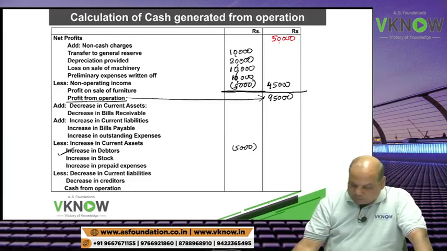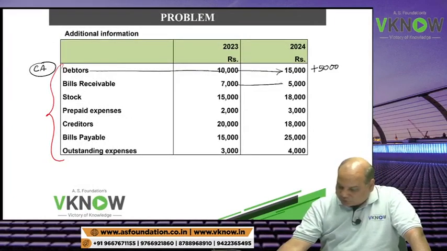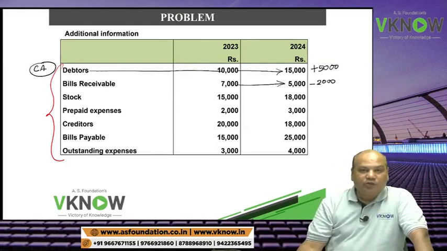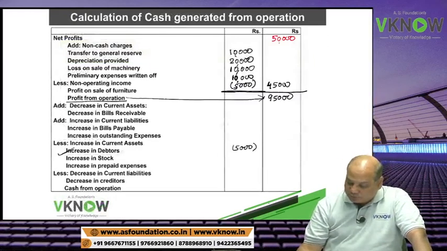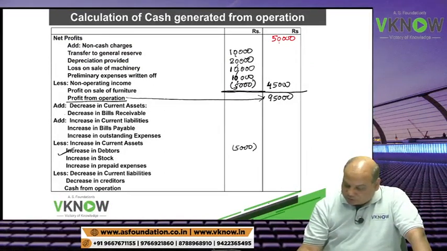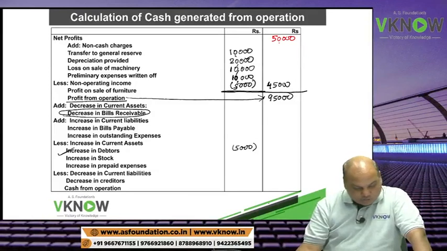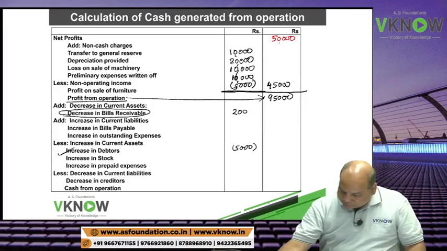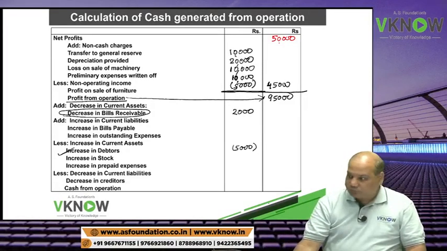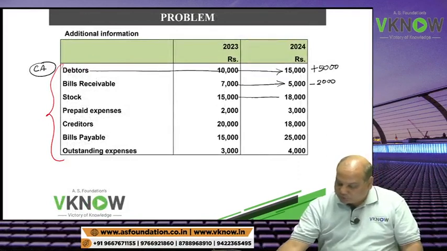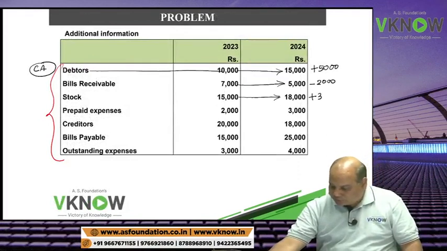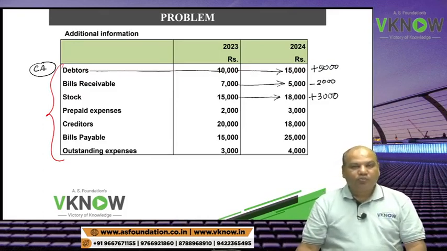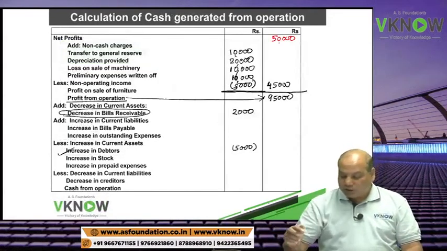Bills receivable. Now bills receivable you see 7,000, 5,000. So there is a decrease in bills receivable. Decrease in bills receivable, increase in cash flow. How much was the difference? The difference was 2,000 rupees positive. Stock. See the stock 15,000 has become 18,000. So increase in stock is 3,000, but increase in stock will decrease your cash flow.